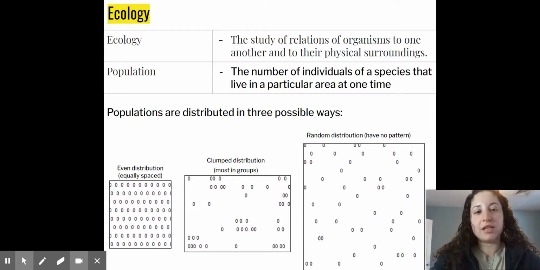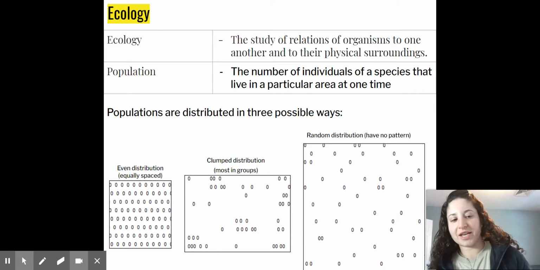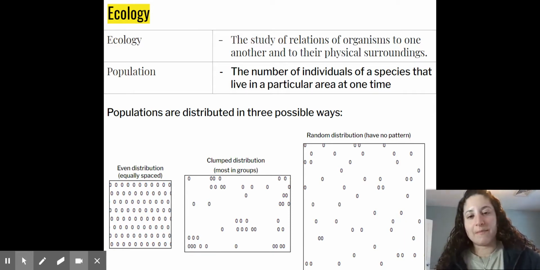So, like I said, ecology is the study of relations of organisms to one another and their physical surroundings. So, how do they interact with each other? Like cat versus dog, as well as cats live in a certain niche and dogs live in a different niche. So we need to be aware of what a population is according to science, but it's the number of individuals of a species that live in a particular area at one time.